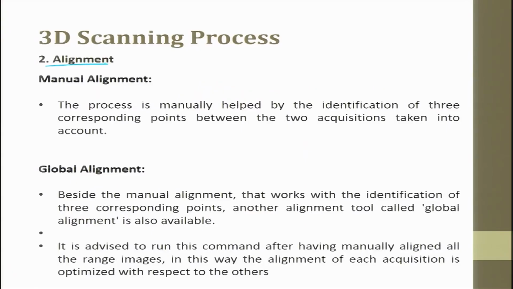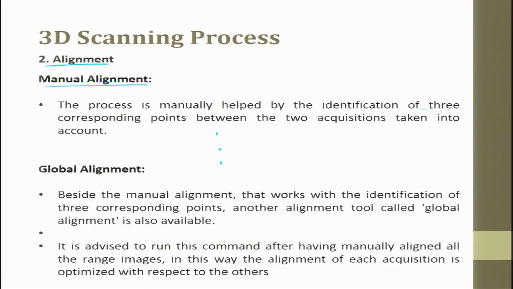Then when we talk about alignment, there are two types of alignment: manual alignment and global alignment. In manual alignment, the process is helped by the identification of three corresponding points between the two acquisitions, two settings, two frames taken into account. So, that is manual alignment.